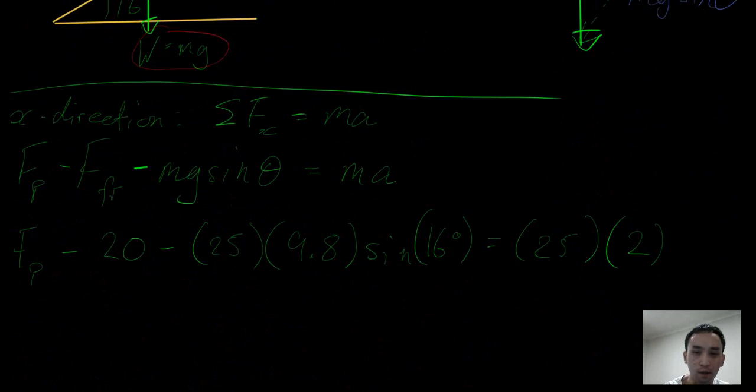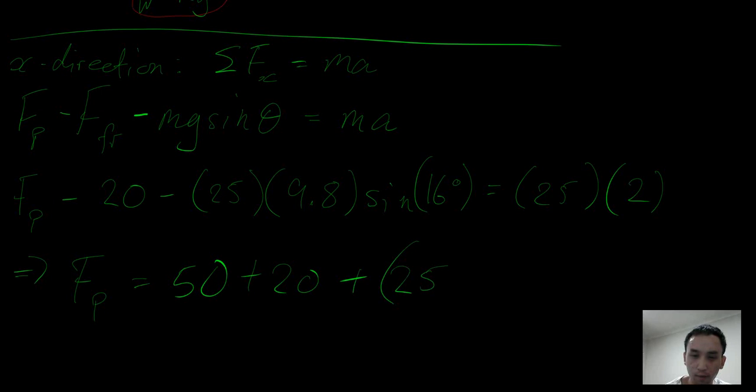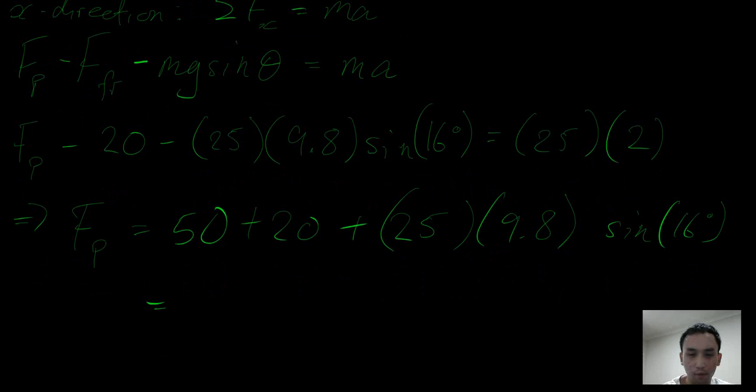Okay, and we go back down over here, finish our calculation. So we can say that Fp, our pushing force, is equal to, we have 50 over here. I'm going to chuck this 20 to the other side. And chuck this entire term, 25 times 9.8 times sine 16 degrees. Okay, let's see what we get over here. So we have 70 over here.